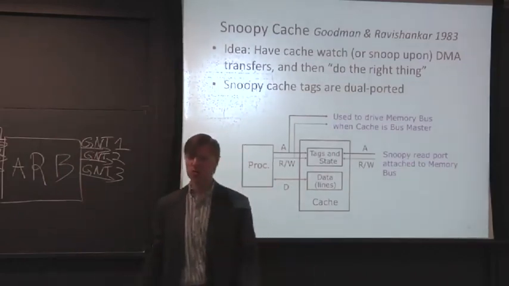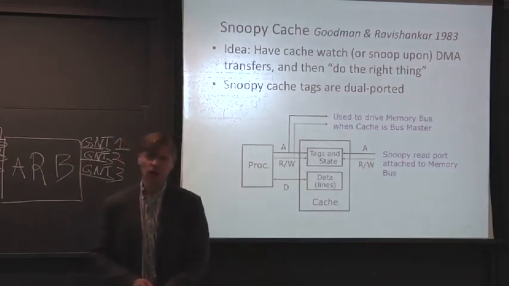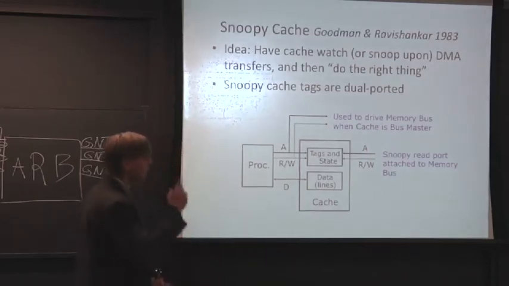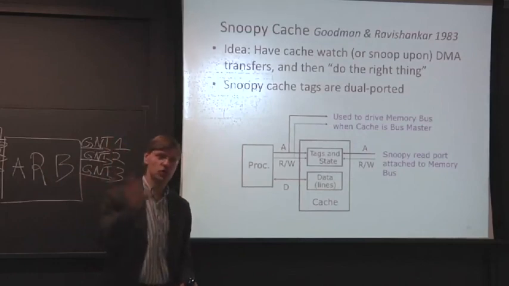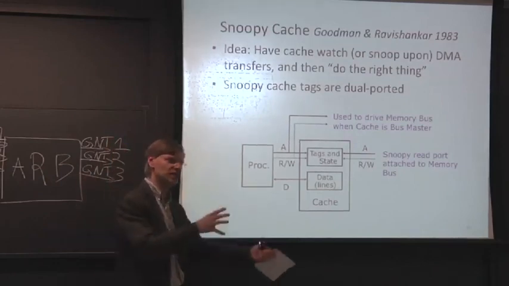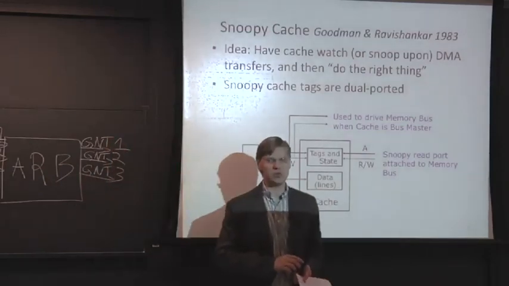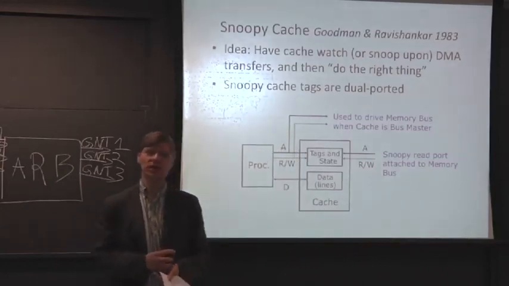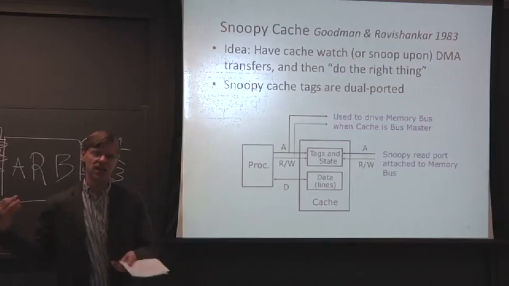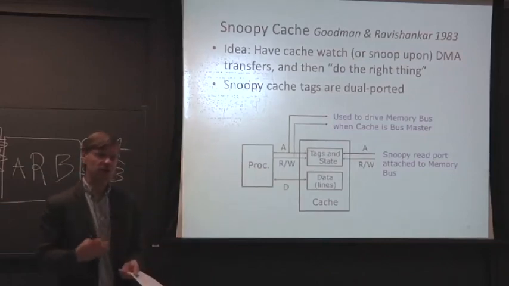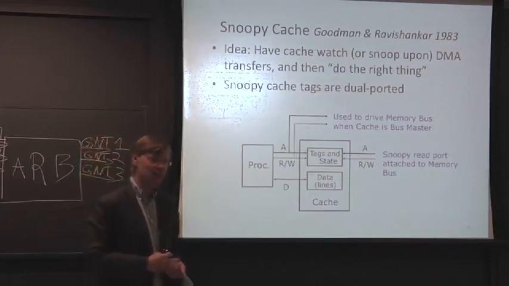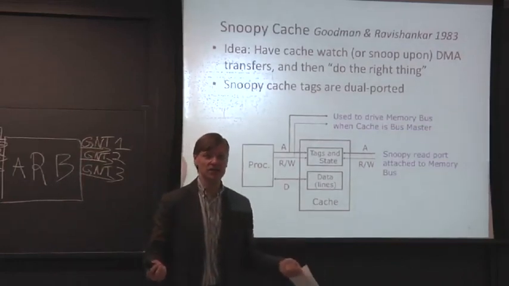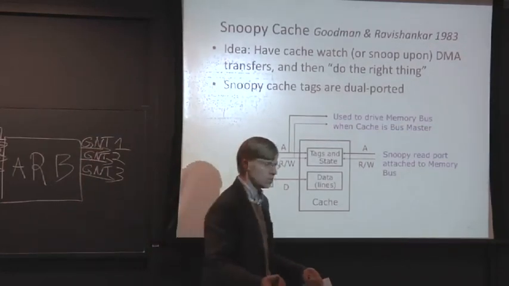Now, what do we mean by do the right thing? Well, I'm purposely being a little bit vague there, because there's sort of two classes of ideas that you can do for doing the right thing. But the most basic do the right thing is if a cache sees a memory transaction go by for an address it has inside the cache, it needs to take some action. Now, what could that action be?